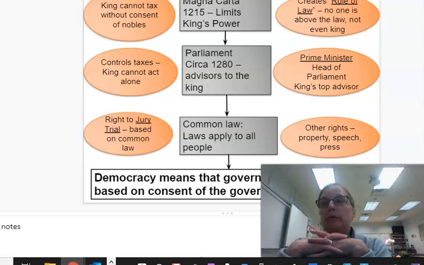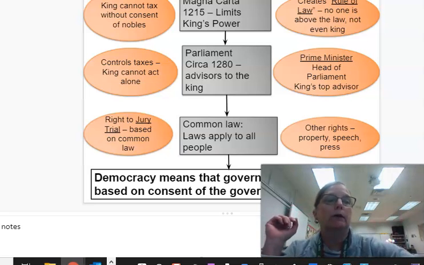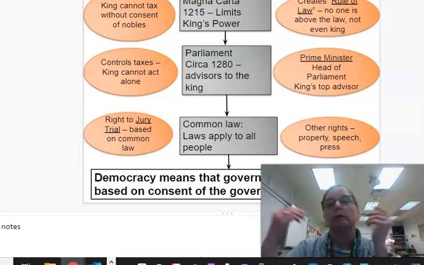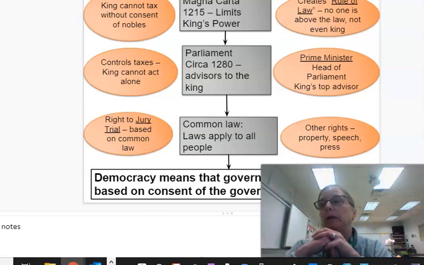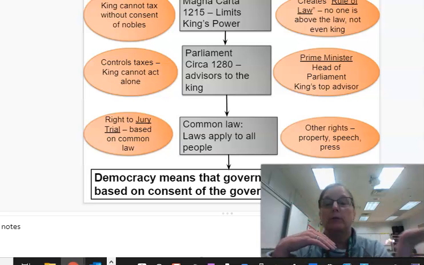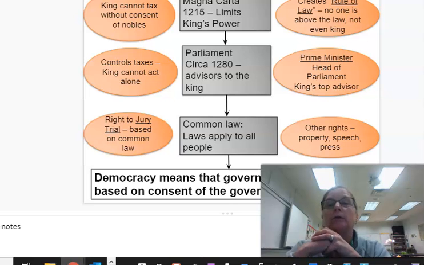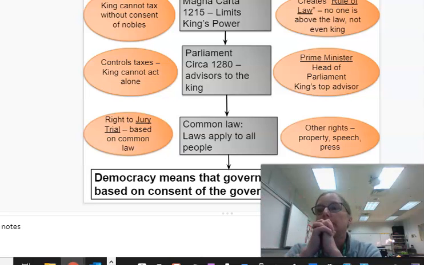Unlike France, remember Louis XIV in France we talked about was an absolute monarch. He could raise taxes when he wanted. Remember, we talked about the religion. He could get rid of the Protestants. He could get rid of the Huguenots. Well, in England, you have documents that limit the power of the kings.